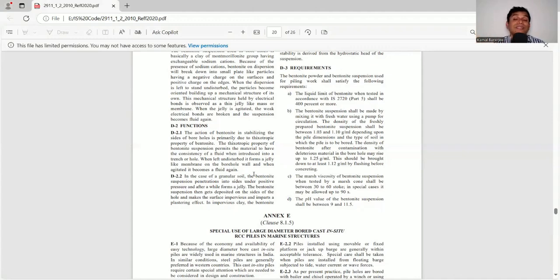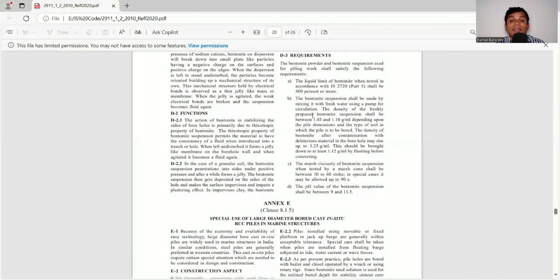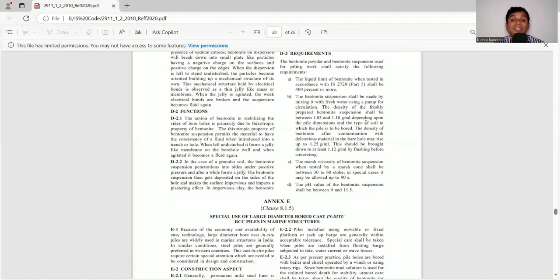Now, what is the requirement? The liquid limit of the bentonite when tested in accordance with IS 2720 should be 400% or more. So you need to check, whenever you are getting the bentonite for your piling work, that the liquid limit should be 400% or more. Then the bentonite suspension shall be made by mixing it with fresh water using a pump for circulation. So the water should be fresh water as per IS 456.